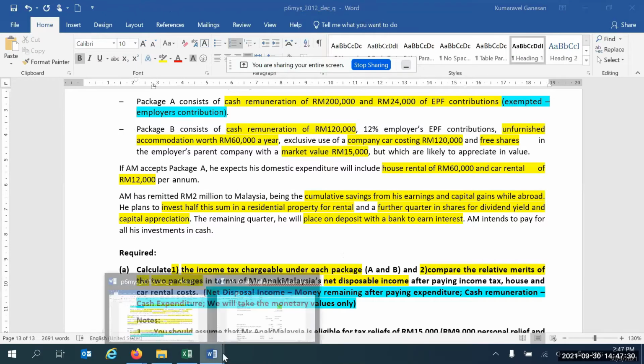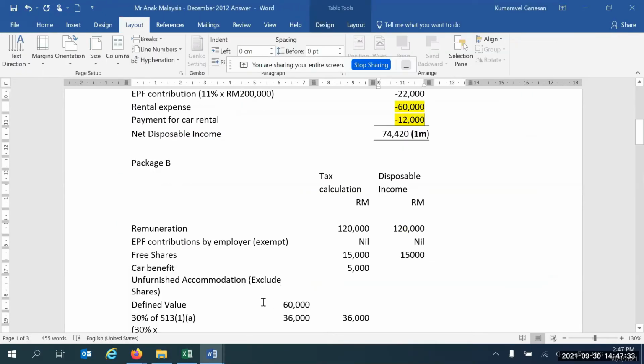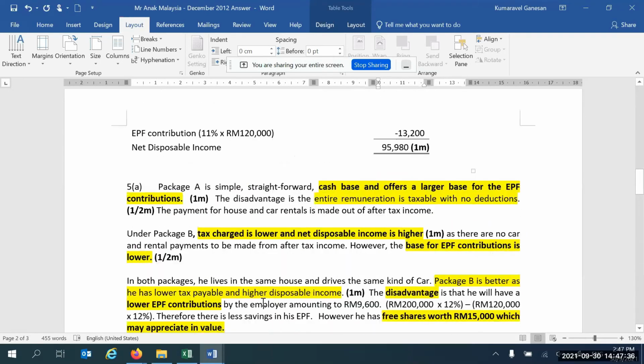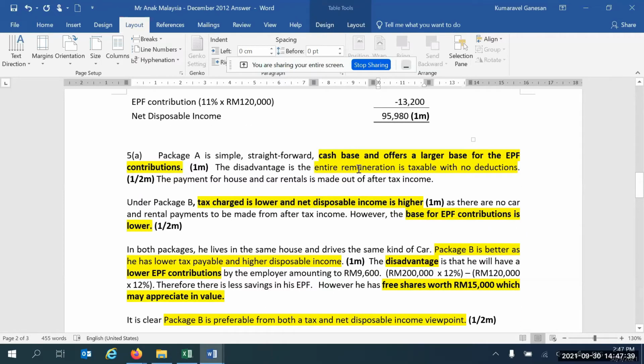Now we must mention some merits. So some of these are in chapter 42, which we'll come to later. So this is package A. Now you don't really need to highlight, simple, straightforward. It's just cash base and offers a larger base. That's the advantage. Okay, the next line, you see, they also contrast with disadvantage. There's no deduction, right? You cannot deduct for house and car rental because it's not allowable against employment income. Okay, so we are contrasting both.